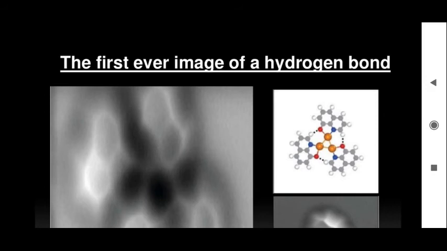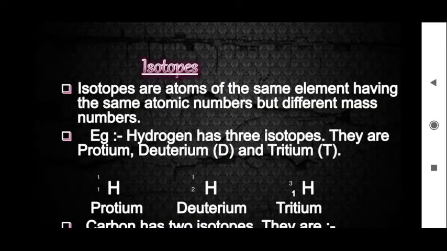So finally we come to the last 2 topics, that is isotopes and isobars. Isotopes are the atoms of the same element having the same atomic number but different mass number. The best known example is hydrogen. Hydrogen has 3 isotopes: protium, deuterium and tritium. All 3 isotopes have the same atomic number, that is 1, 1 and 1, but their mass numbers are 1, 2 and 3.